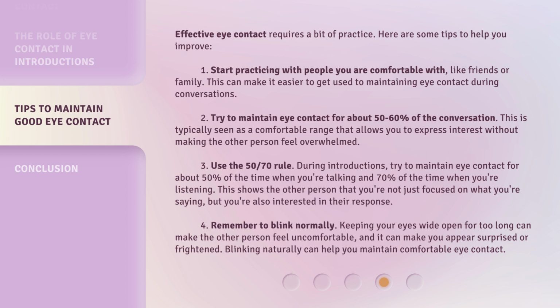3. Use the 50-70 rule. During introductions, try to maintain eye contact for about 50% of the time when you're talking and 70% of the time when you're listening. This shows the other person that you're not just focused on what you're saying, but you're also interested in their response.